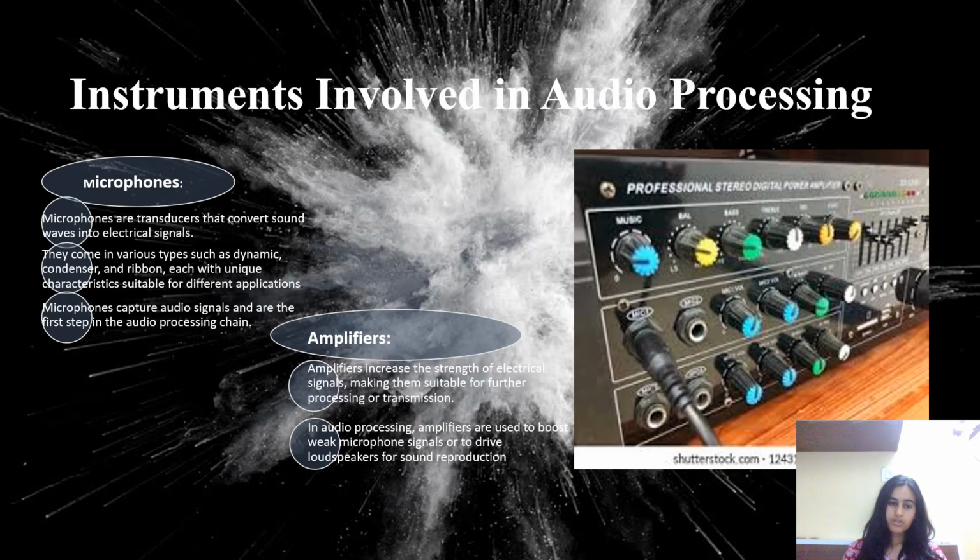Next I've talked about two of the most important instruments used in audio processing. As I covered, first one is the microphone, and it is like the first step in the audio processing chain. It is a kind of transducer that converts sound waves into electrical signals. An amplifier, as the name suggests, is used to amplify or increase the strength of electrical signals. Here I also attached an image showing an amplifier.